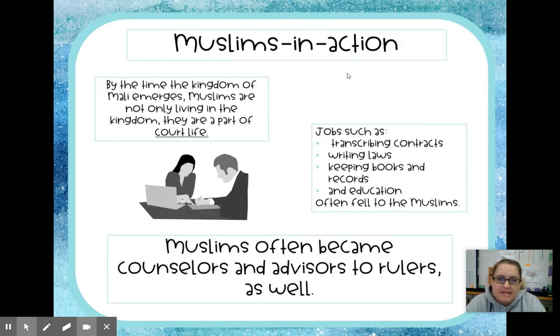Muslims in action. So by the time the kingdom of Mali emerges, Muslims are not only living in the kingdom, they are also a part of court life. All right, so Mali was a group of people, the merchants and scholars who broke away from the kingdom of Ghana. They really wanted to have a kingdom where you could practice whatever religion that you wanted. So first you have this kingdom of Ghana, and then it kind of breaks into two. So now you have Ghana and you have Mali. And in Ghana, Islam is still looked down upon, but in Mali, it's becoming more accepted.